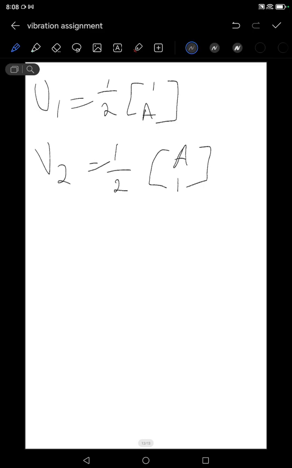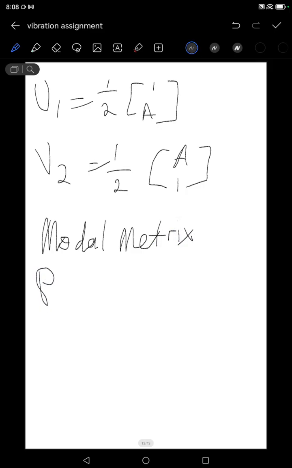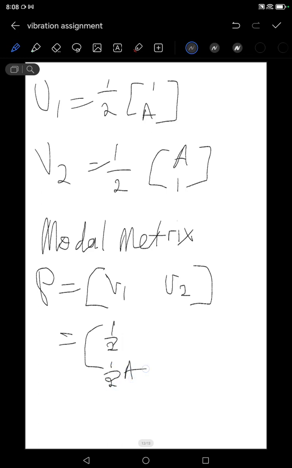And then to determine the modal matrix, we have P. P is for modal matrix, okay? It's equal to V1, V2. So what you're going to do here, you're just going to write your matrix. It's going to be 1 over 2, and then 1 over 2a. We just multiply this 1 over 2 with a. And then V2 is going to be 1 over 2a, and then 1 over 2.